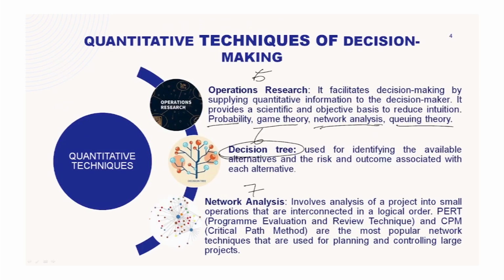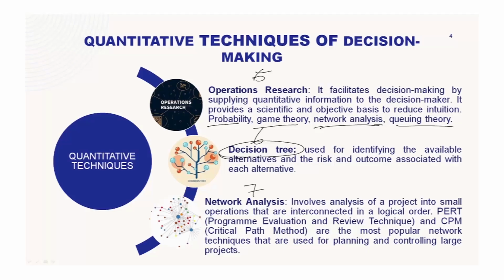Next is the network analysis. Network analysis is a path you will be designing, showing how the different interconnected parts are there, and those interconnected parts will give you an idea about the total cost of the operation. So program evaluation and review technique, that is popularly known as PERT, and next is the CPM, critical path method.